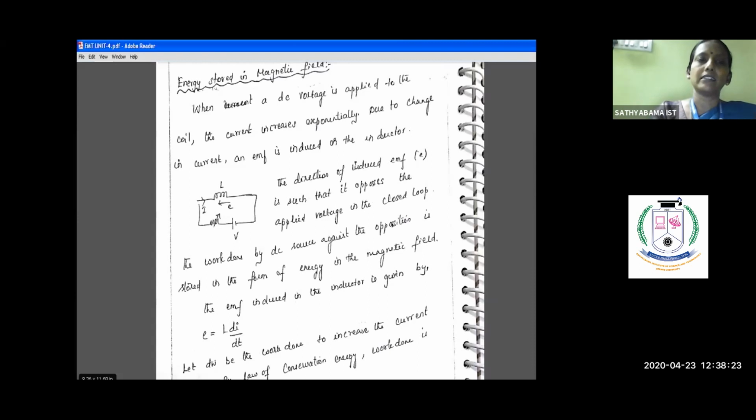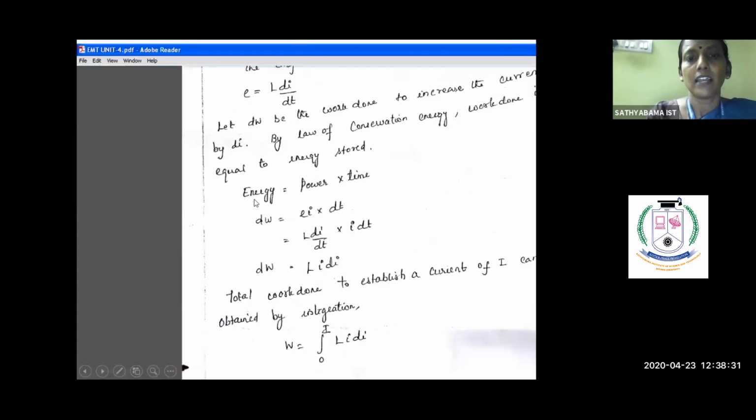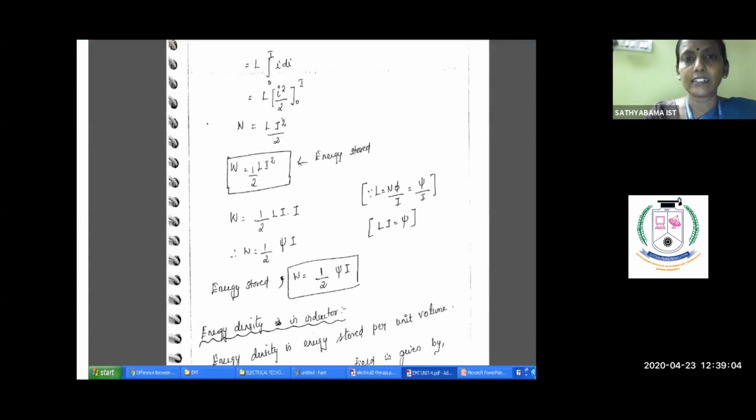And the last topic here is energy stored in the magnetic field. We all know that energy is nothing but power into time. Power can also be written as voltage into current, and voltage is nothing but L into di by dt for an inductor, so energy is L di by dt into I into dt. This part can also be written as L into I di. So this is the work done, or I call it energy. The limit of di starts from current 0 to the charging current I. When you integrate these, you get this I.